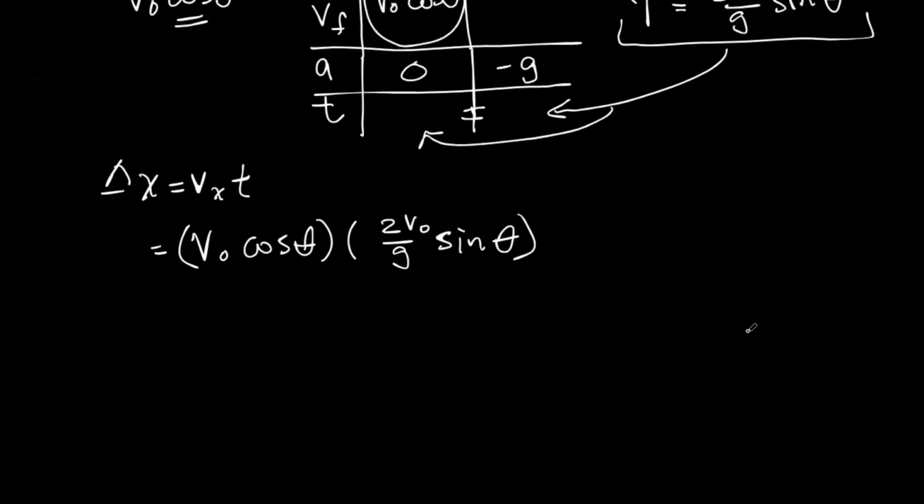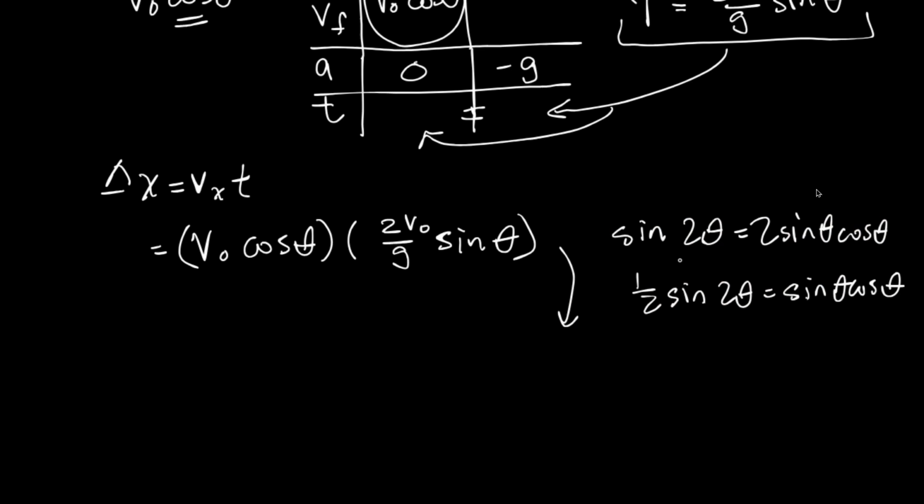Now you could stop here, or you can simplify this and use a trig identity. The trig identity states that sine 2 theta equals 2 sine theta cosine theta. If I divide 2 on both sides, I get 1/2 sine 2 theta is equal to sine theta cosine theta. Now what's interesting about that is in this equation right here, we have cosine theta and sine theta.